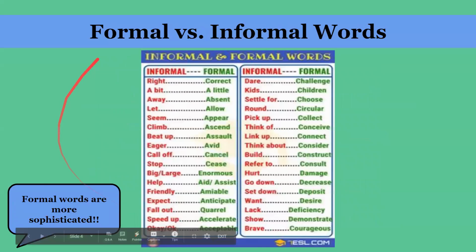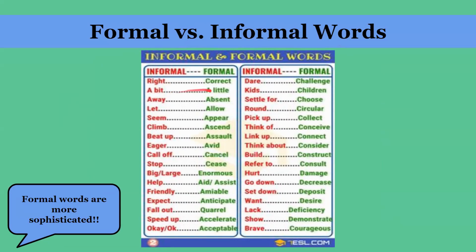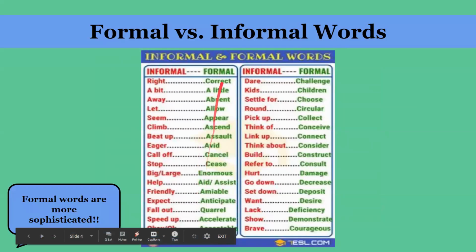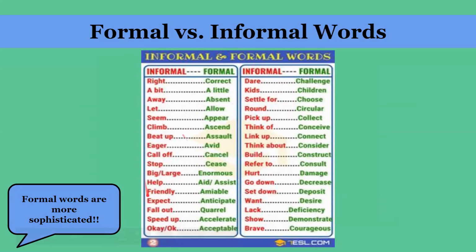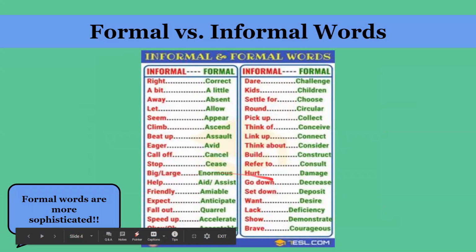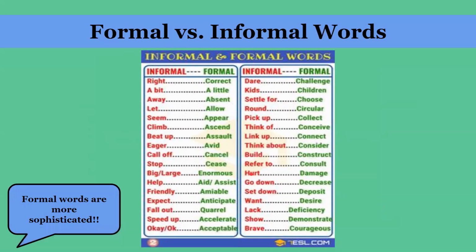So here are some lists of words that you can use to differentiate the two. So informal will be right, while formal will be correct. So a bit and a little. Notice that the formal words are typically only one word, while informal can be one or more words. Formal tends to sum it all up in one word, while informal uses more words, so it makes it more wordy than it needs to be. So go down, decrease, hurt, damage, round, circular, you get the point.